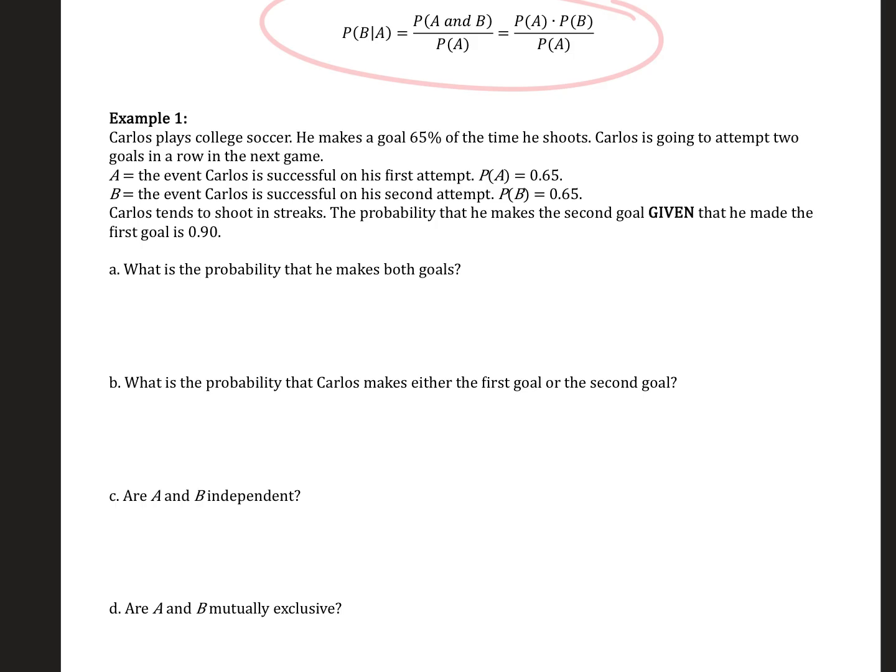He tends to shoot in streaks, which means that they are not independent. It's saying that if he makes one, he has a better chance of making the second one. So therefore, they are not independent. So the probability he makes the second goal given he makes the first goal is 0.9. So again, these are not independent. That is an important thing that you have to be able to recognize.